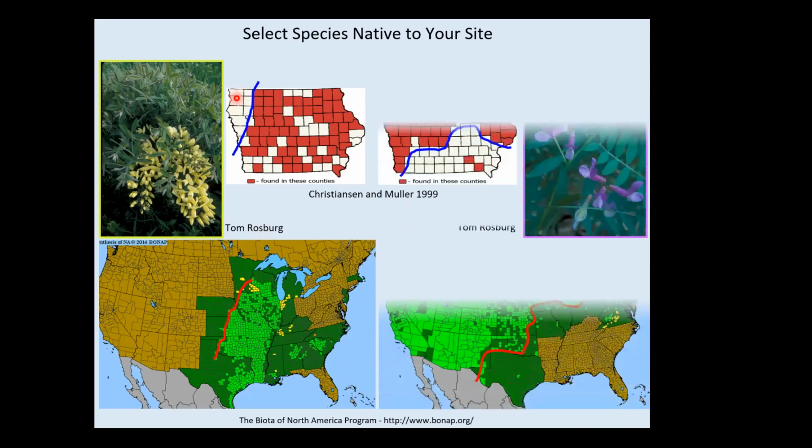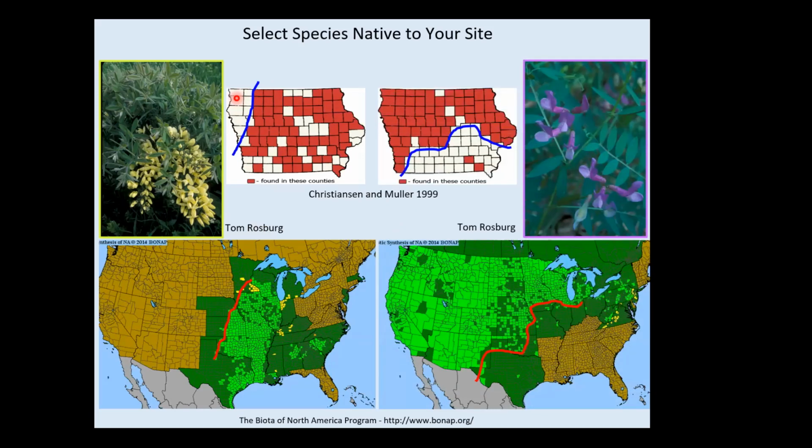And just one more example here with American vetch. And again, see how far it grows? It covers a huge part of the country, but there's this really pretty sharp line right here. That's it. And that corresponds again to this line right here.